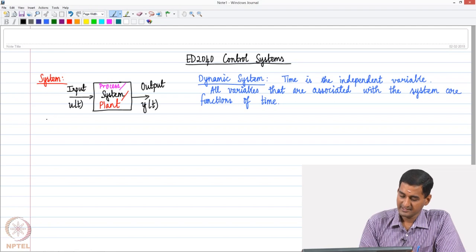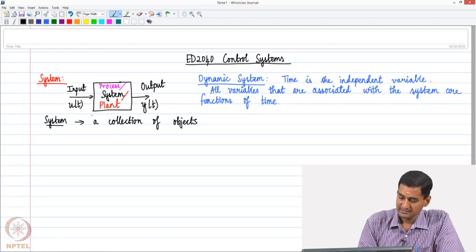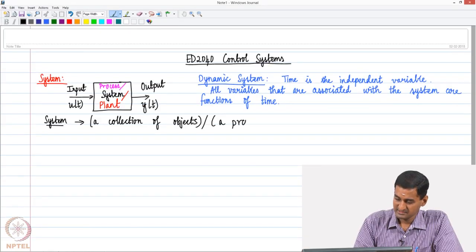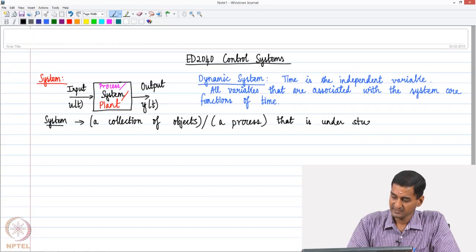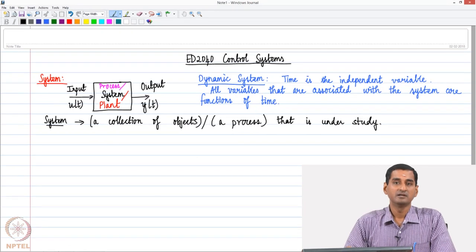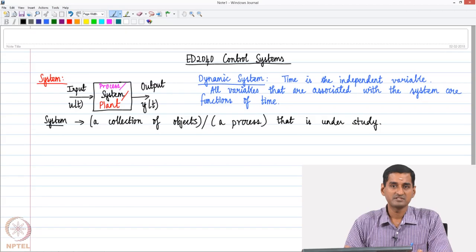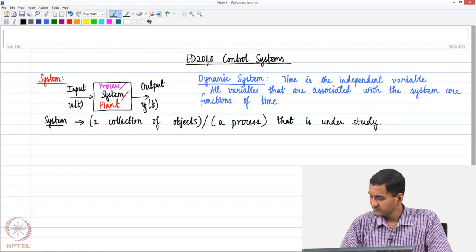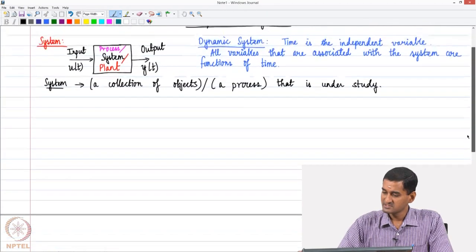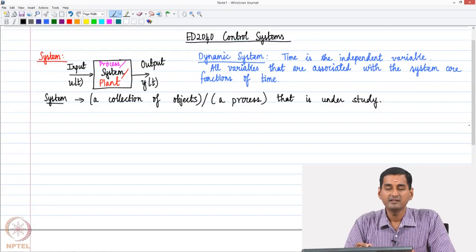So for us, a system is a collection of objects, let me group it as one phrase, or a process. That's what we would refer to as a system. Although we are not going to repeatedly use various adjectives to denote the type of systems, we will first study what class of systems we are going to concentrate on, and then go forward. The class of dynamic systems that we would be looking at in this course belong to what are called linear time invariant causal dynamic systems, and by and large we will restrict ourselves to single input single output systems.